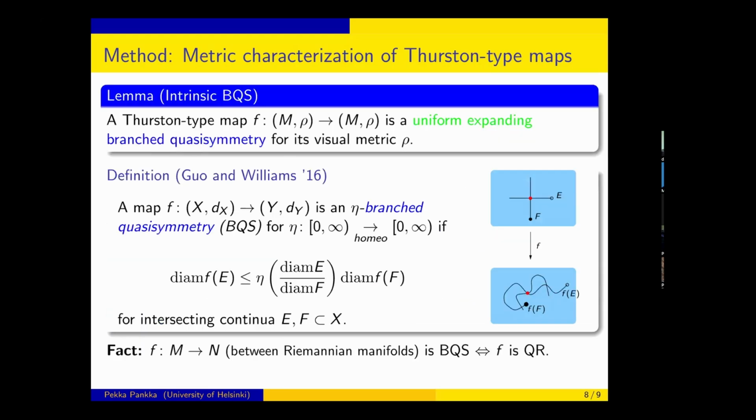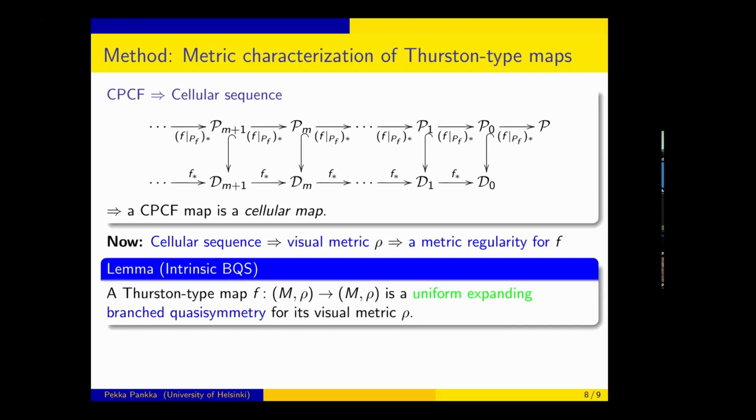But do you really need a cell decomposition? I mean, this looks like a strong condition, right? If I understand you right, at the end of the day, all you want is this kind of shrinking sequence of covers so that you can define the visual metric, right?